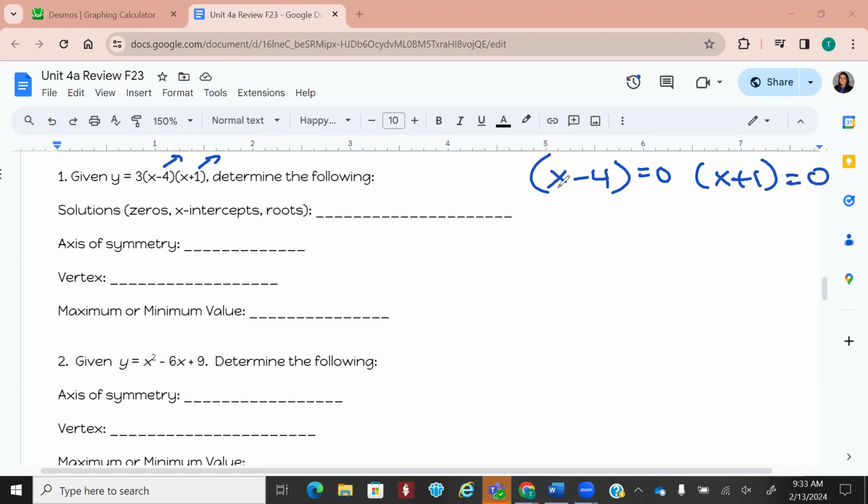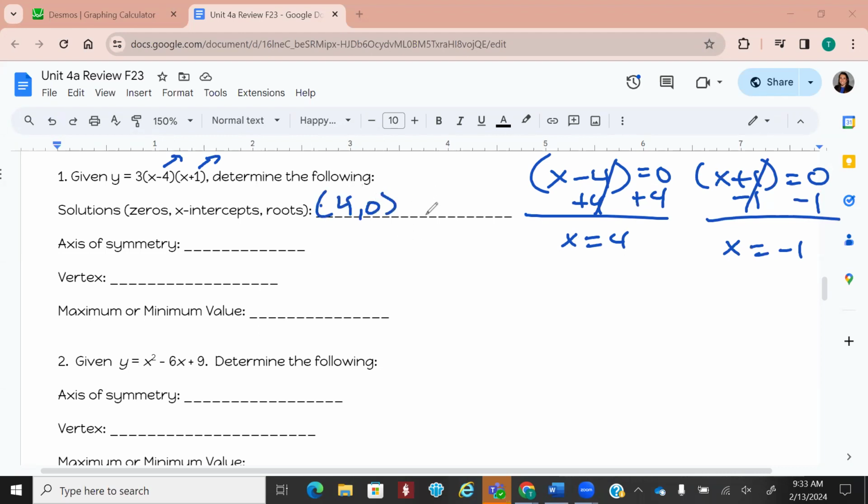So we're going to get x by itself. We did all that practice on solving the other day. So we're going to add 4, and then we're going to subtract 1. So this is going to be (4, 0) and (-1, 0). Questions on that?